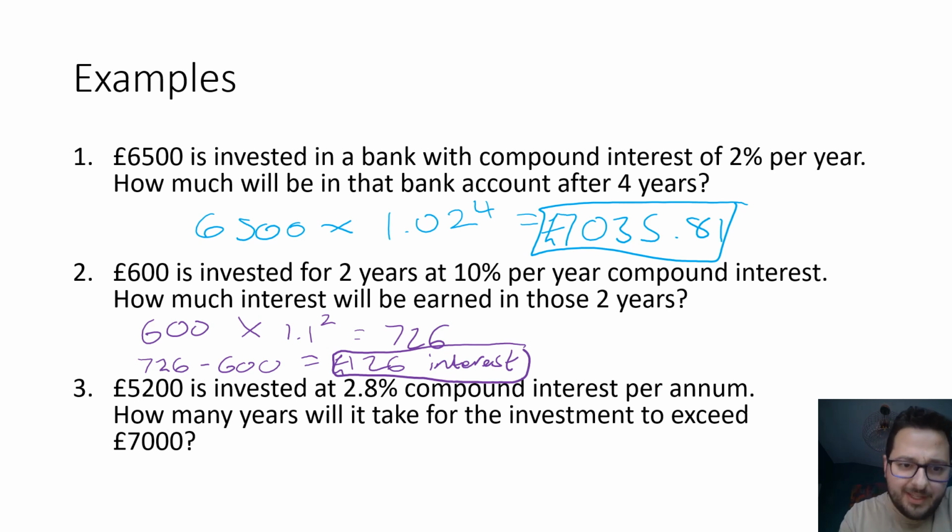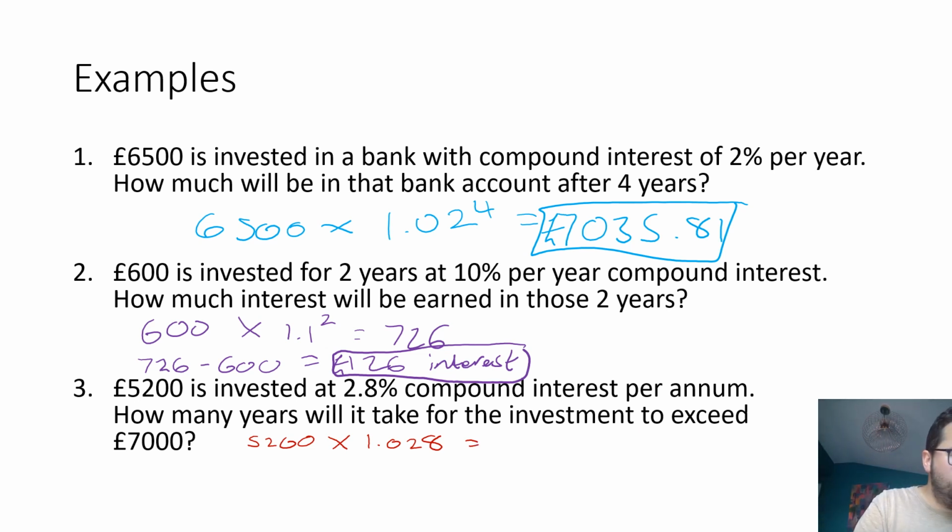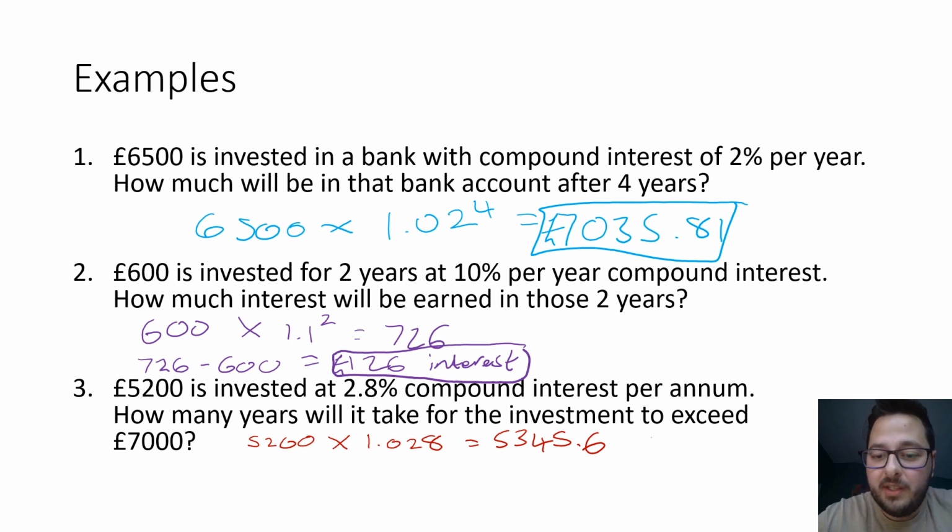So I've not given myself a lot of room, but let's just do the first year. So 5,200 times, now the multiplier is going to be 1.028. So 5,200 times 1.028, and that gives 5345.6. And now that we want to times that by 1.028. So this was, let's just circle it, that was year 1.